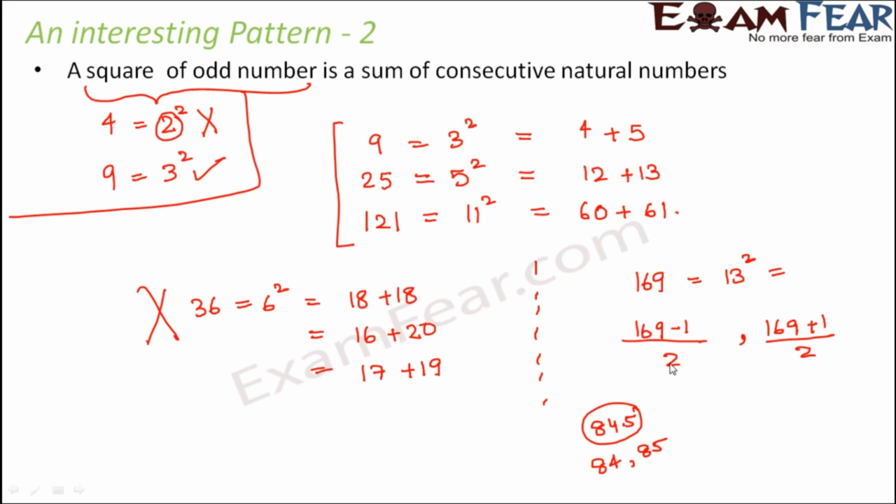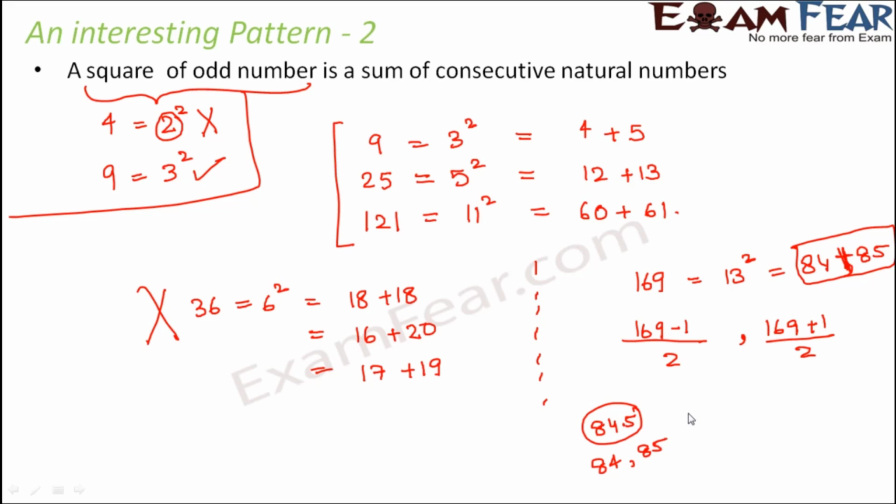This would be 168 by 2. So 2 8s are 16, 2 4s are 8, giving 84, and this would be 170 by 2, which is 85. So 169 can be written as the sum of 84 and 85. This is how you find out which two numbers sum to 169: the given number minus 1 divided by 2, and the given number plus 1 divided by 2.